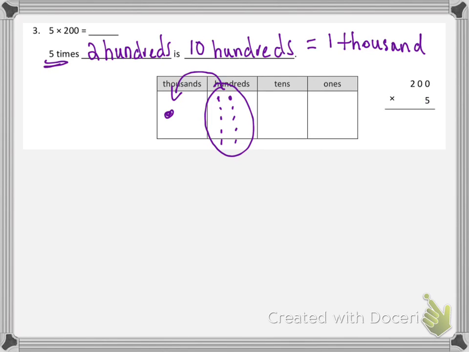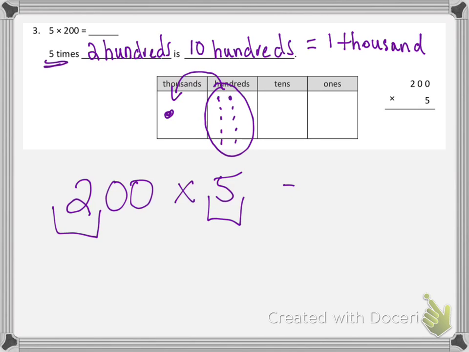So 200 times 5, well, we take this 2 and we take this 5, and we know that is equal to 10, but we have the hundreds, and so we're multiplying that by 100, and that becomes now 1,000. So 200 times 5 is 1,000.